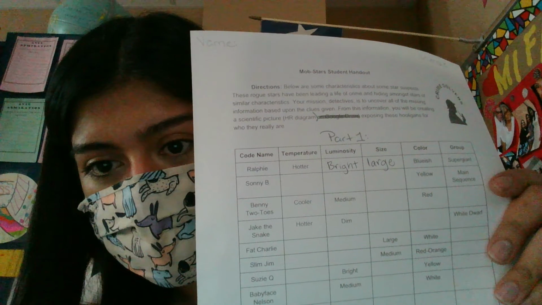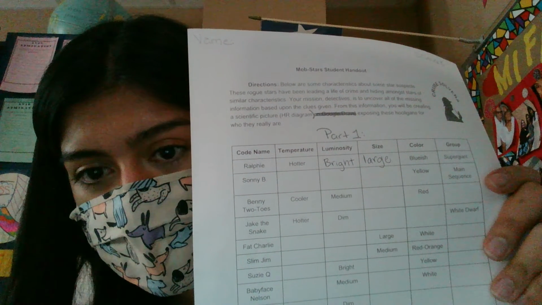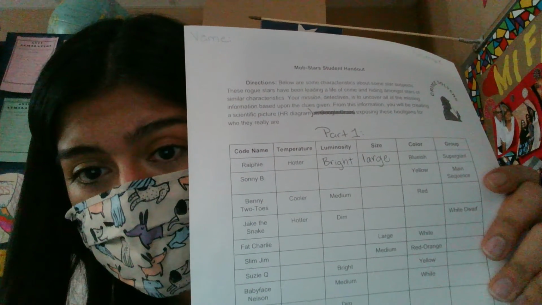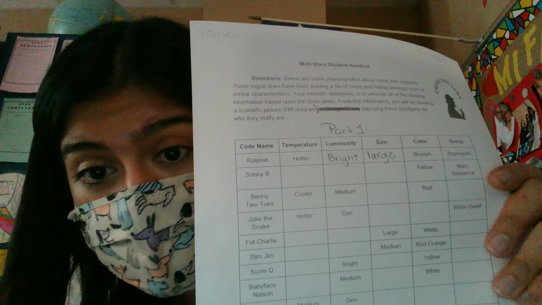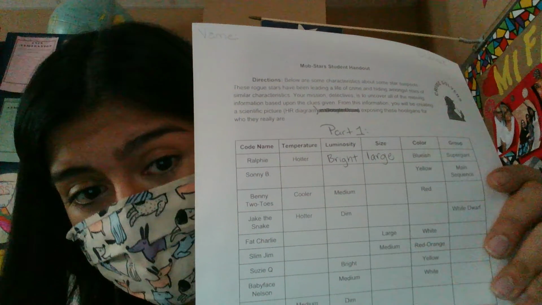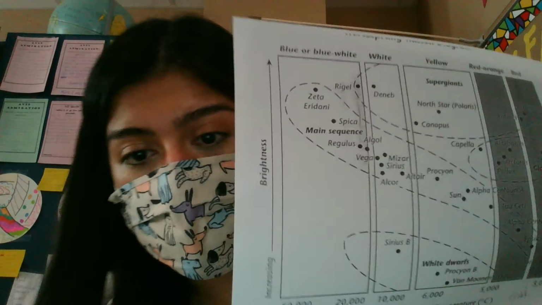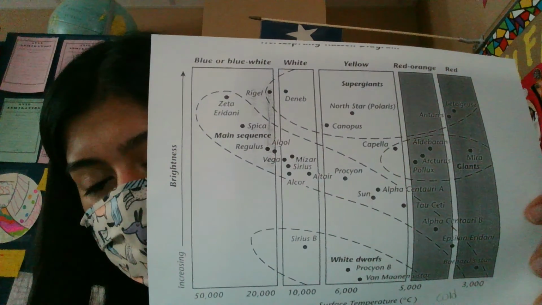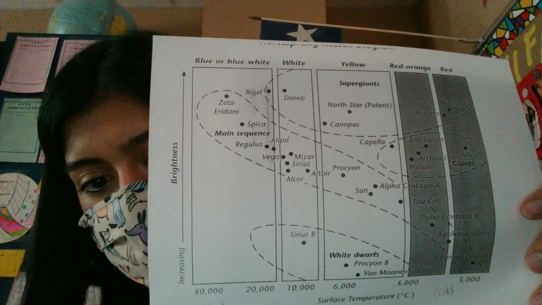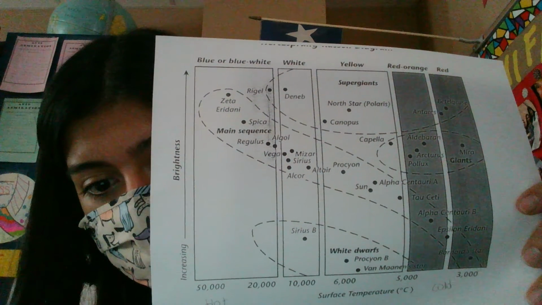So look at Sunny. Sunny's yellow and main sequence. That means if it's main sequence and yellow, it's going to be medium size, medium luminosity, and medium temperature. You know all of that by looking at your HR diagram. Remember, it gives you all of the information. So look at it, please.